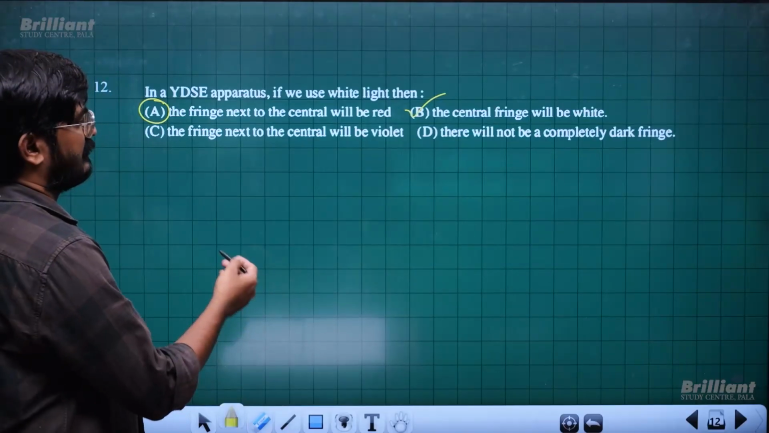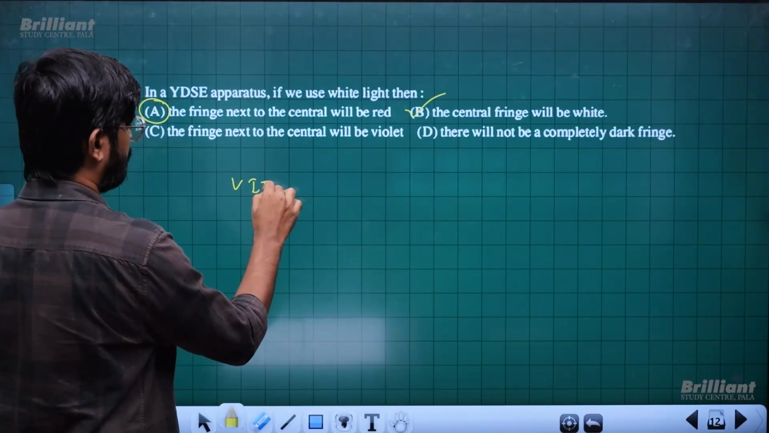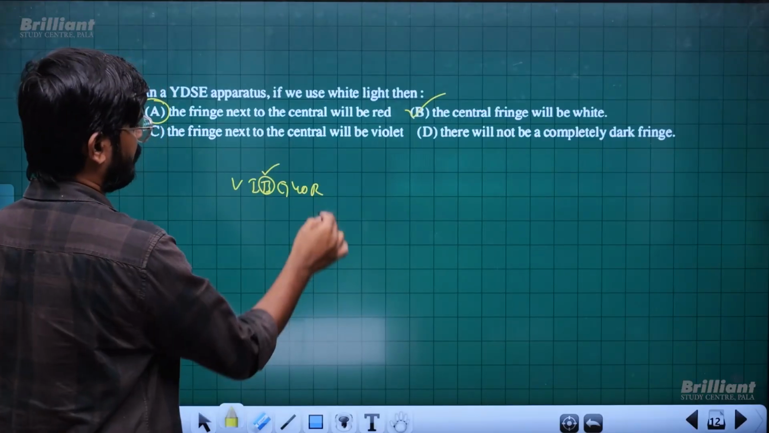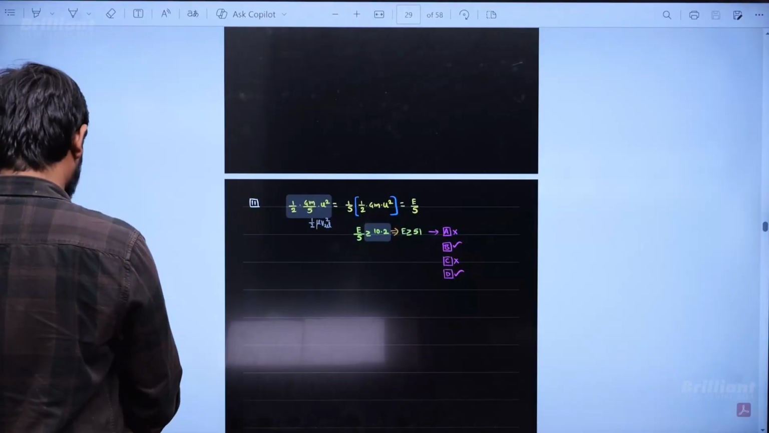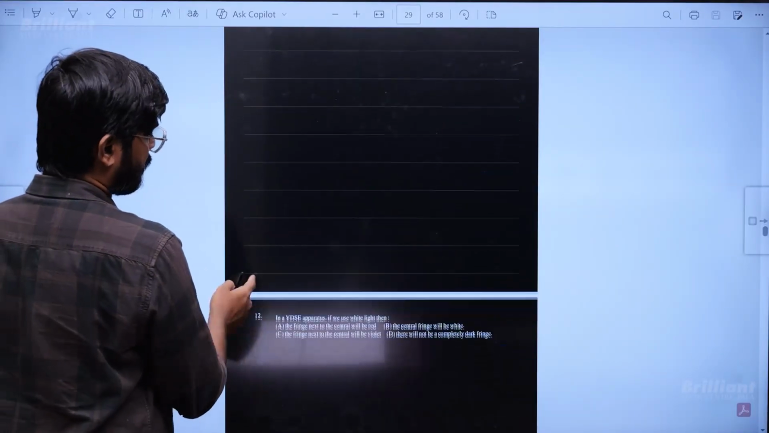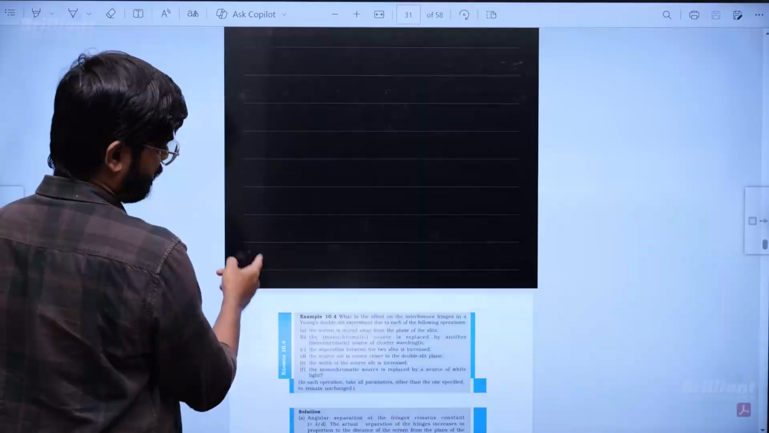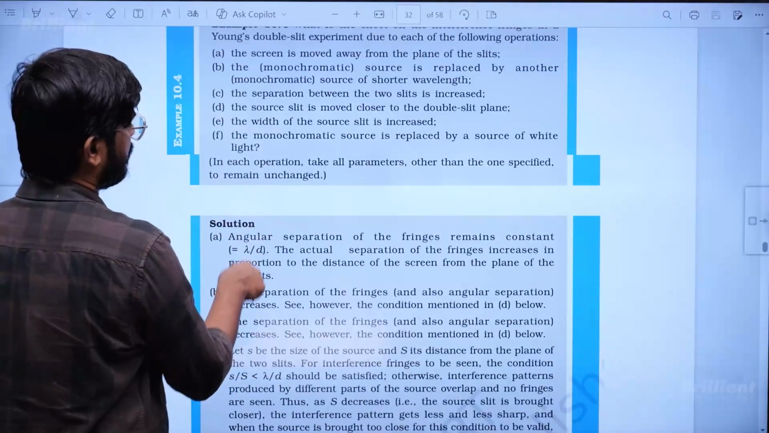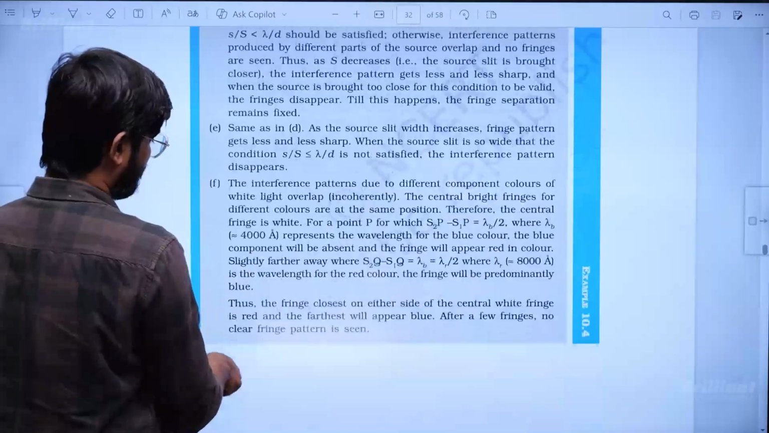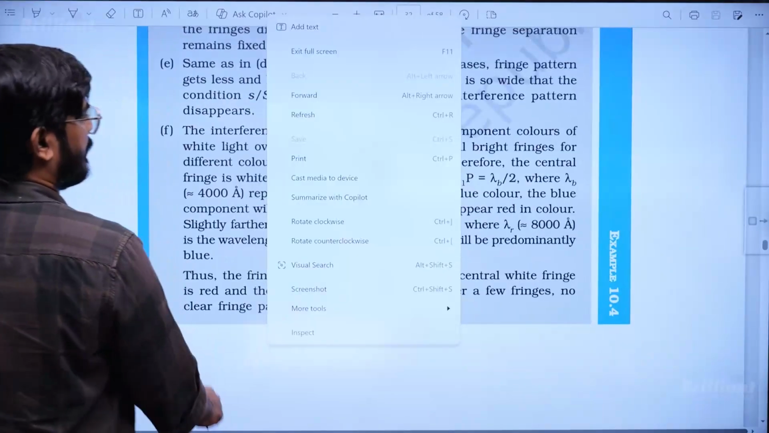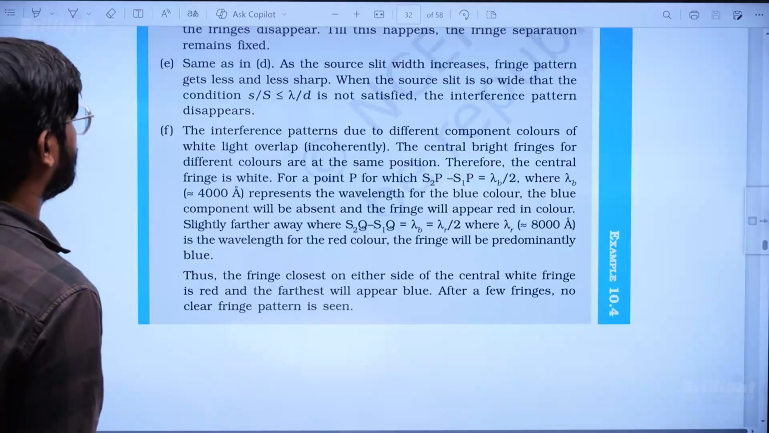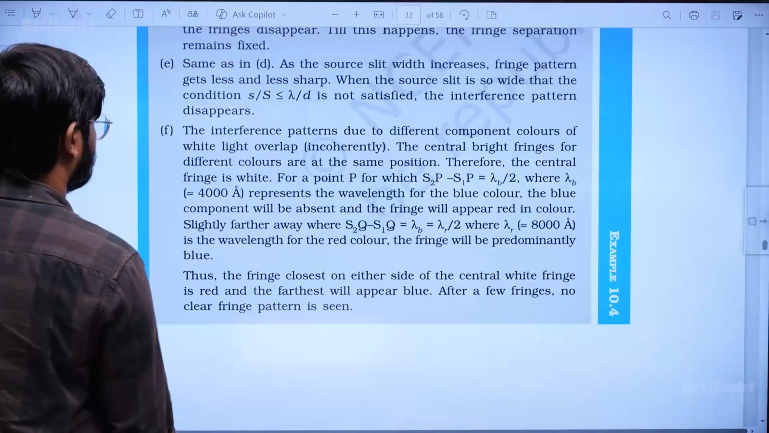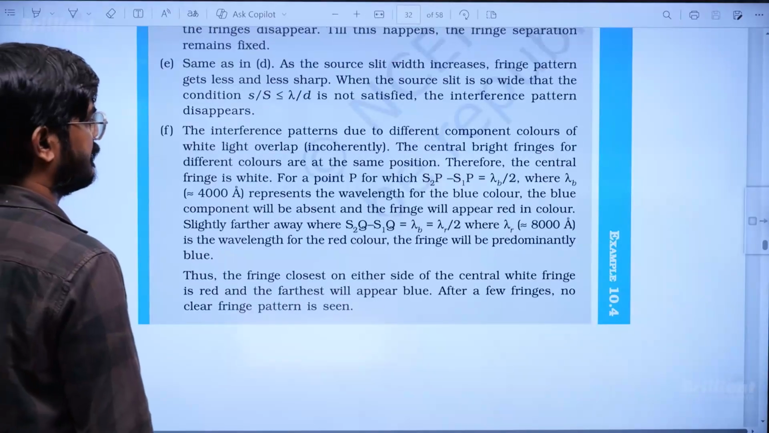So if blue is missing, we will see it as more of red. That's kind of how our eye perceives. And I don't know if it is there in the syllabus these days, but this is from NCERT, where the same question will be there. The interference pattern due to different components of colors of white light overlap incoherently. The central bright fringes for different colors are at the same position.